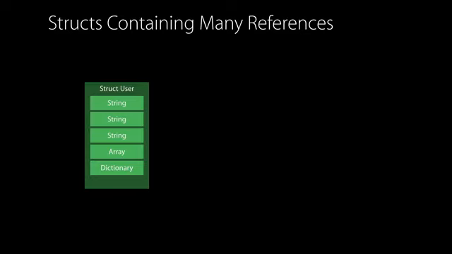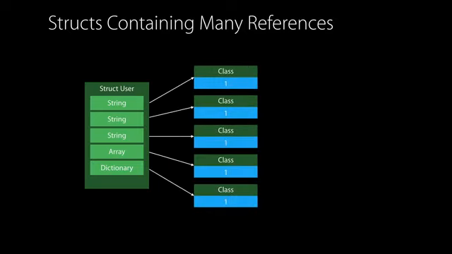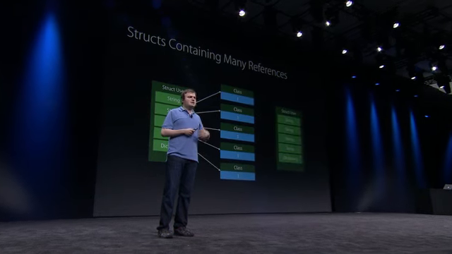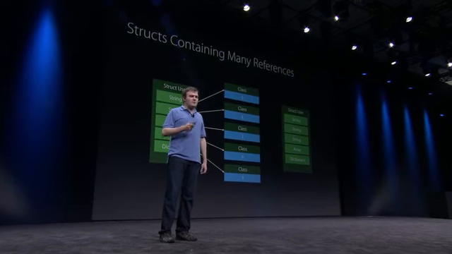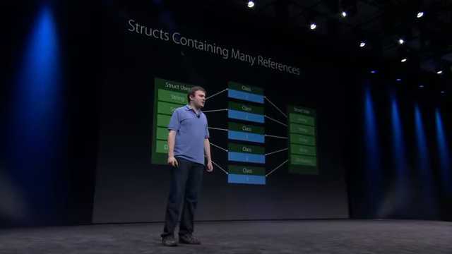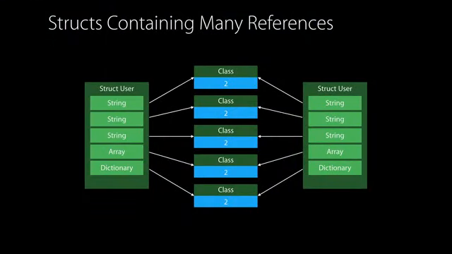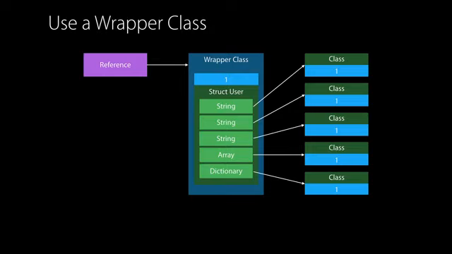Even though all of these properties are value types, internally they contain a class which is used to manage the lifetime of their internal data. So this means that every time I assign one of these structs, every time I pass it off to a function, I actually have to perform five reference counting modifications. Well, we can work around this by using a wrapper class. Here again, I have my User struct, but this time, instead of standing on its own, it's contained within a wrapper class.